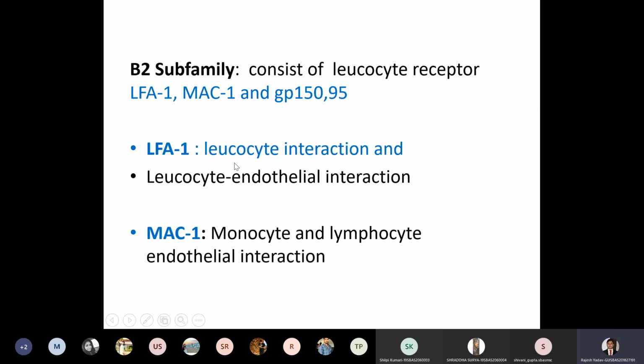Sir, I have a question. Sir, what is the LFA1? What does LFA stand for? LFA, L for leukocyte, F for maybe fibronectin, A for... just wait.